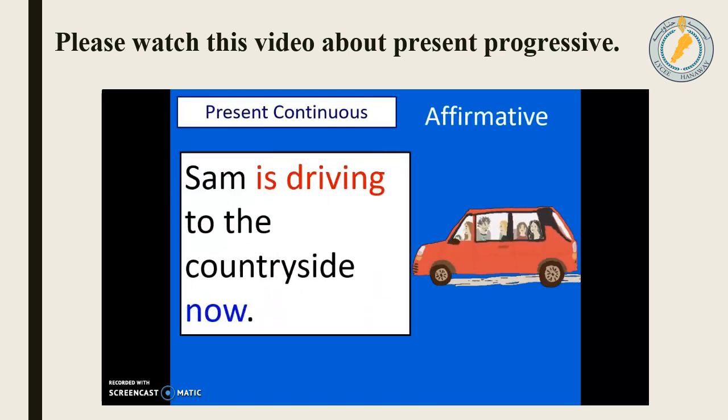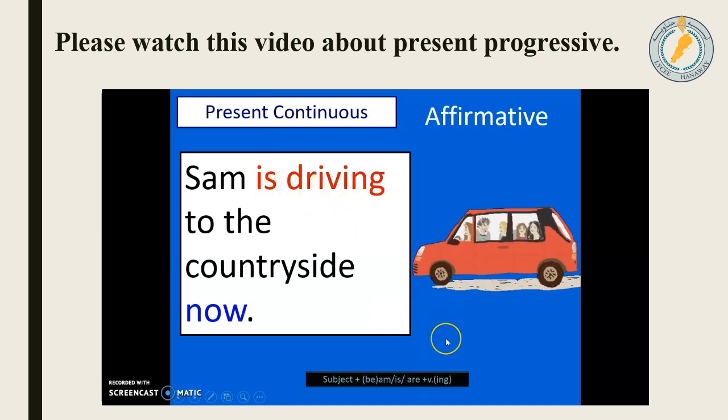Let's read this sentence together. Sam is driving to the countryside now. Is driving is the verb. Driving alone is not the present continuous verb because the present continuous form is the verb be, which is here, is, plus the verb and ing. So this is the present continuous form, is driving.